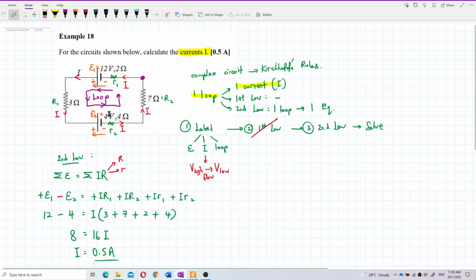We just solved it using Kirchhoff's rule. That's the function of Kirchhoff's rule: it can find the current or voltage or anything in a complex circuit. So we got the current value passing through this complex circuit, the only one current, which is 0.5 ampere passing through this single loop. That's the answer, 0.5 ampere. That's correct.